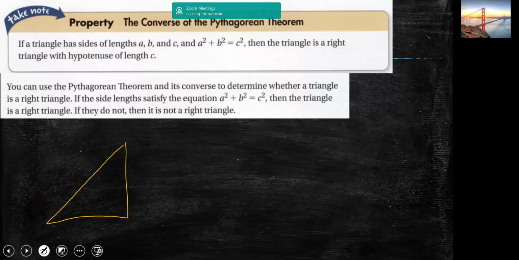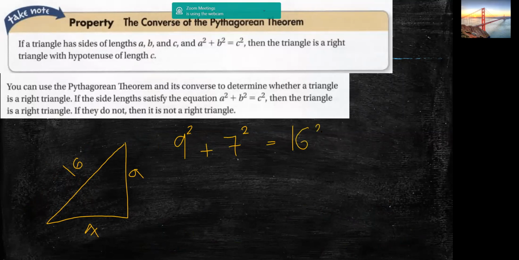See now, if I have any triangle, this one, but I don't know if it's right or not, and they give me that this is 7, this is 9, and this is 16 as an example, and they ask me, is this a right triangle? So how can I know if it's right or not? I will use the Pythagorean theorem. I will see: 9 squared plus 7 squared, is it equal to 16 squared?